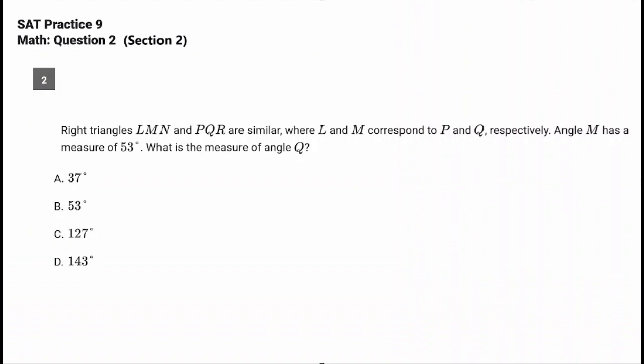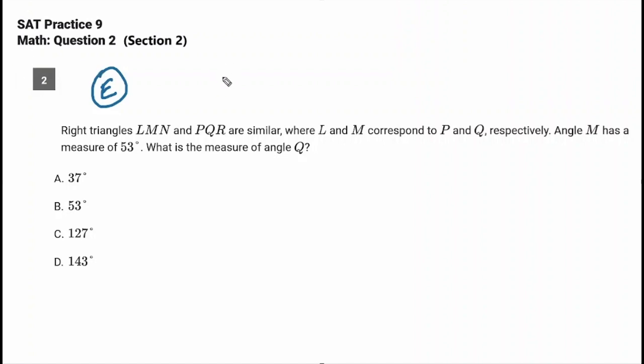We're on SAT Practice Test 9, Math Section 2, Question 2. What's the level of difficulty here? It's easy. This is the last easy question. Right triangles LMN and PQR are similar, where L and M correspond to P and Q respectively. Angle M has a measure of 53 degrees. What's the measure of angle Q?